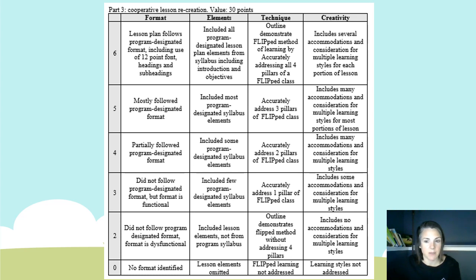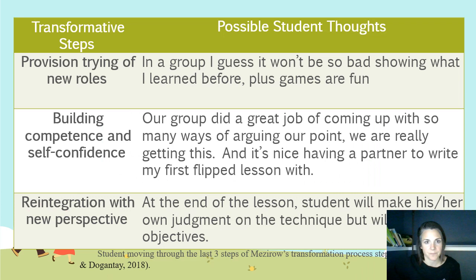And this is kind of the big money project for this lesson, so it's worth the most points. We've got format, elements, technique, creativity. And then these are the rest of the 10 transformational steps that were addressed earlier.